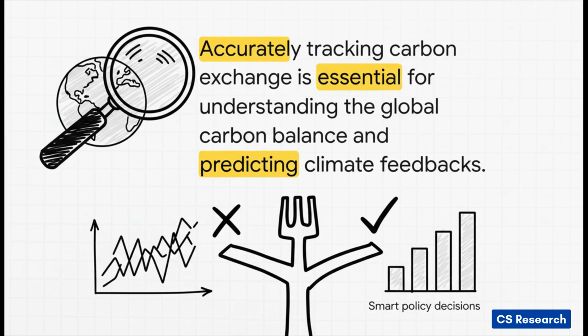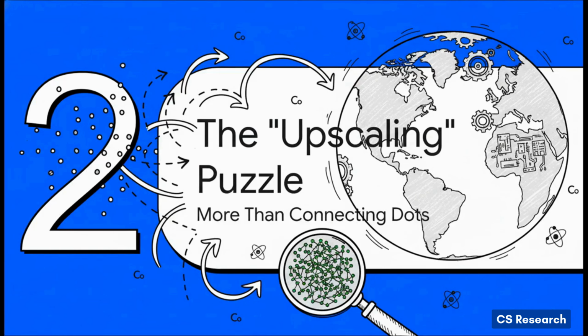These numbers are the bedrock of our climate models. If we get them wrong, our predictions are wrong. But if we get them right, we can make much, much smarter decisions. So the scientific name for solving this puzzle is upscaling. It's all about taking that sparse data and blowing it up into a global picture. And as we're about to see, it's a whole lot trickier than it sounds.